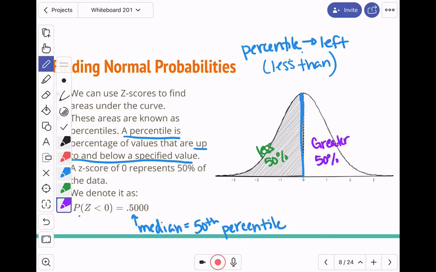And the reason I'm doing that is because when we start doing these problems, there are ways to check yourself. There are ways to make the answers make sense. And one of the ways is to look at where the value lies in relation to the median. If the value is above the median, you should have an answer that's bigger than 50%. If the value is below the median, you should have an answer that's less than 50%. All right.